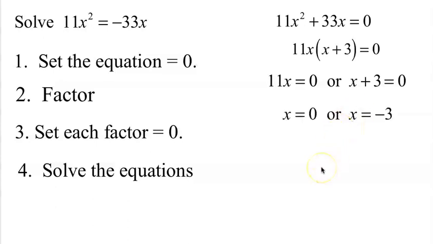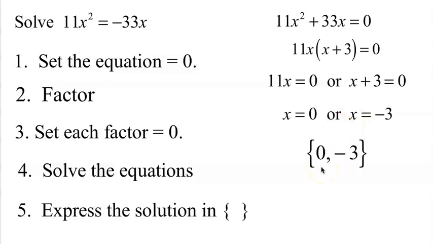And then the last thing I want you to do is to write your solution in curly brace form. Again, 0 comma negative 3 or negative 3 comma 0. The order of curly brace form does not matter, but it does in interval notation. That's why interval notation uses round brackets and square brackets, and curly braces uses neither of those.